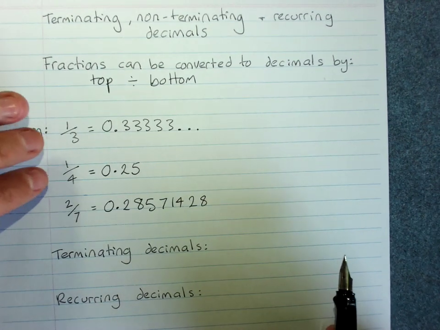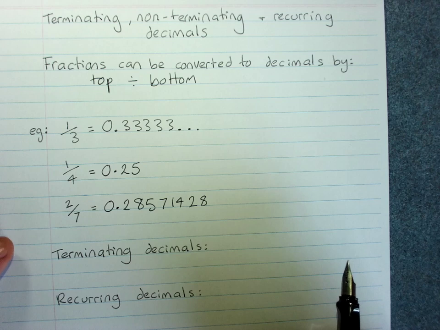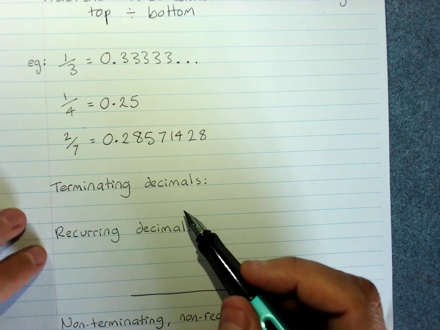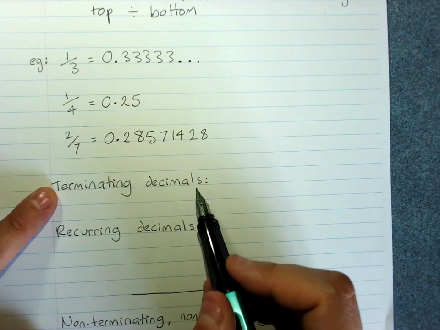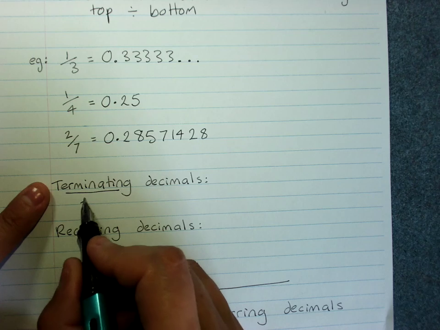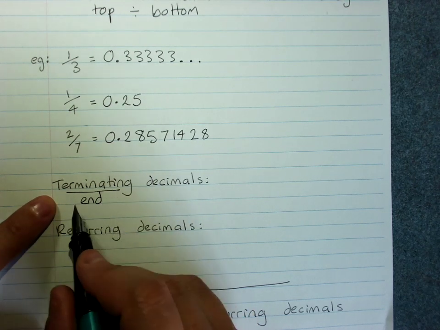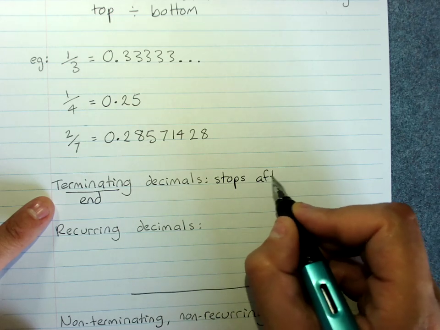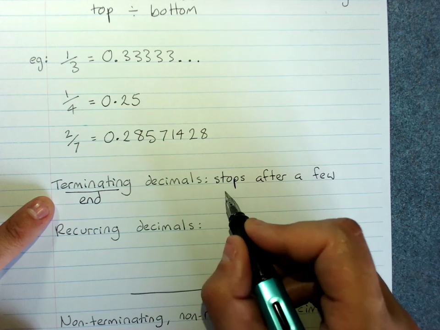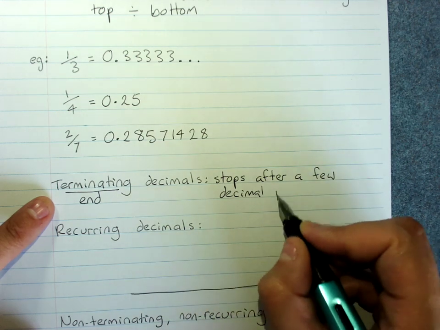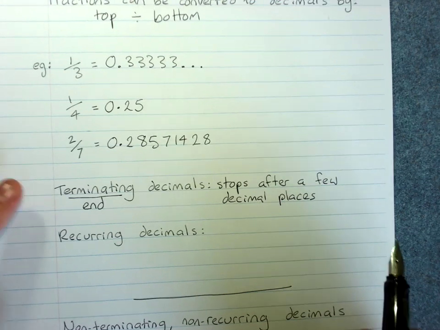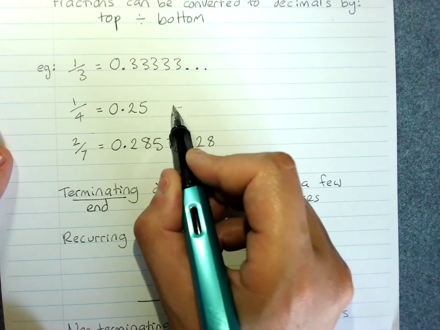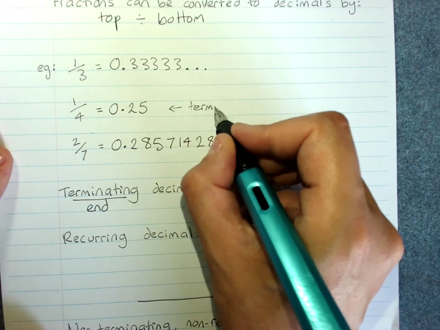Now, you do need to be able to change a fraction to a decimal by dividing with your calculator. And there's two different types of decimals that we can get when we do that. We can either get a terminating decimal. A terminating decimal ends. Terminating, ending or stopping. It stops after a few decimal places. The division's finished. 1/4 is a terminating decimal.